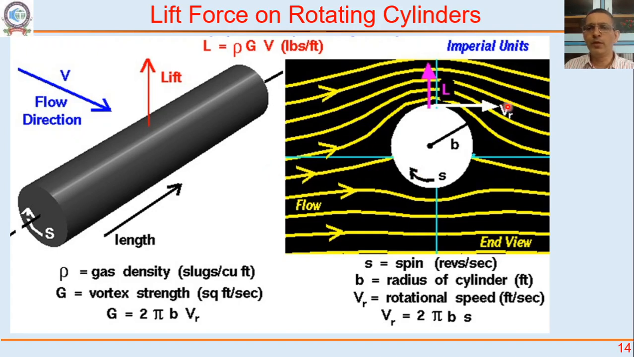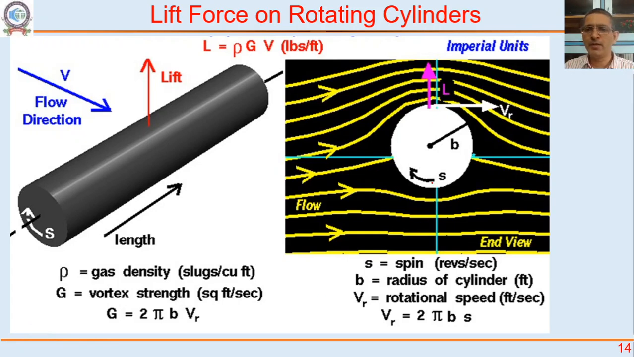Now, if the flow is going around like this because of the rotation, you see in this part, the rotation is opposing the flow. So as a result, the velocities are reduced here. In this part, the rotation is complementing the flow, as if the velocities are increased by the rotation. So the velocities are higher here. If velocities are higher here, pressure is lower here. Pressure is higher here. So let me just write that.